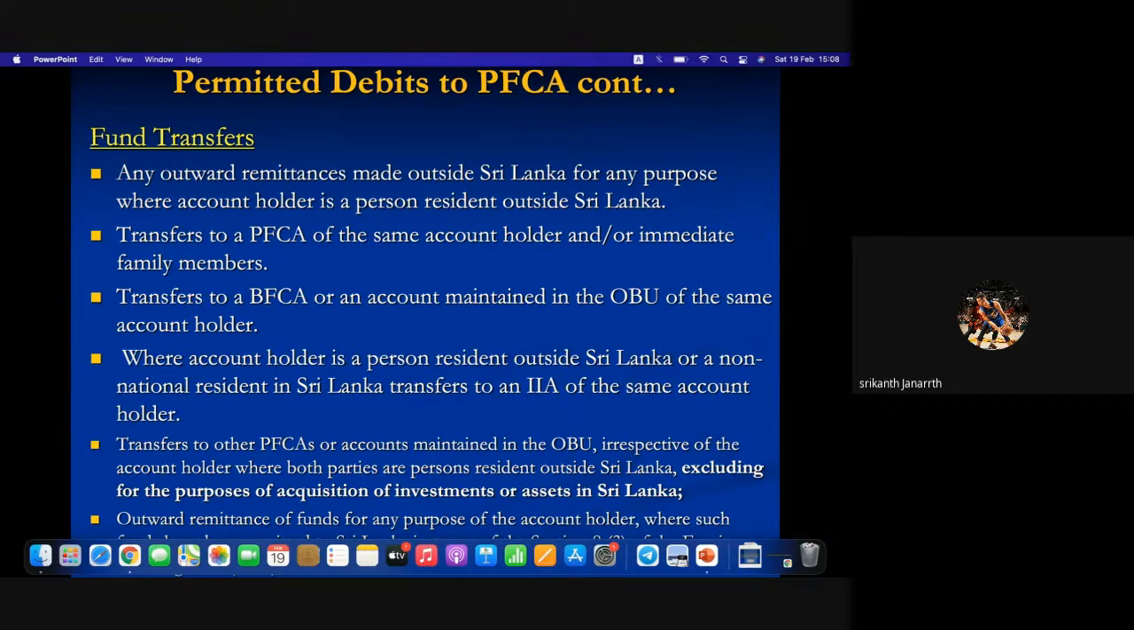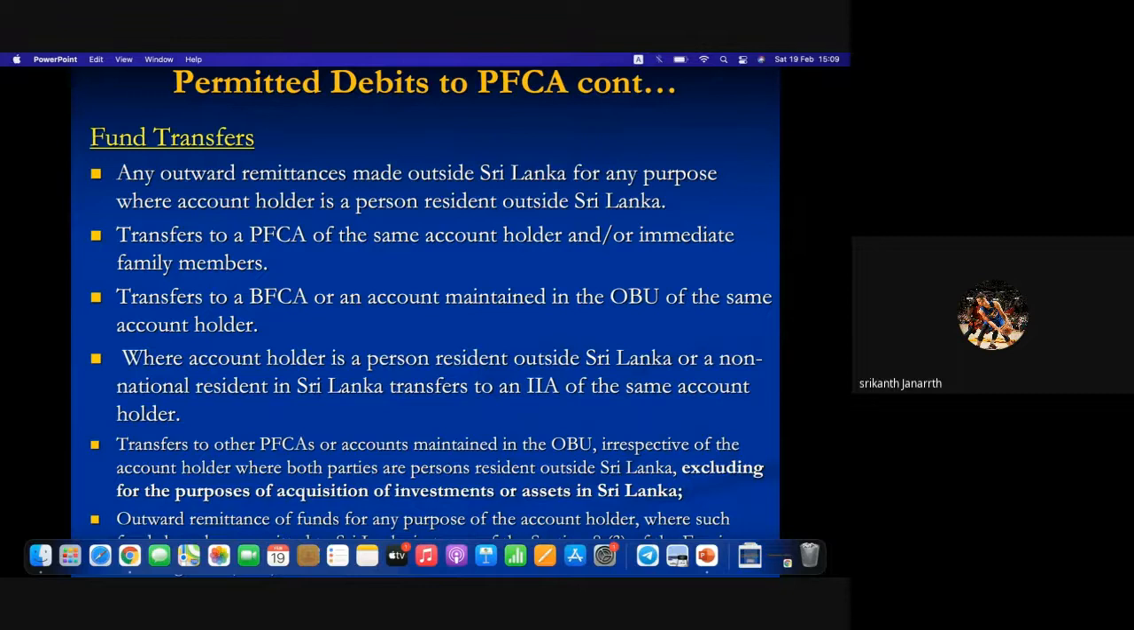So that is what you got to understand. If the account holder is in Australia, he is asking, I want to buy a property, can I transfer money? Absolutely no problem. Because the PFC account holder is a non-resident. He is a citizen of, though he was one time Sri Lankan, now a citizen of Australia. But he has PFC funds. You can simply transfer. That is a permitted debit. So you should know whether it is permitted, right? So any outward remittances can be transferred if the account holder is outside Sri Lanka.